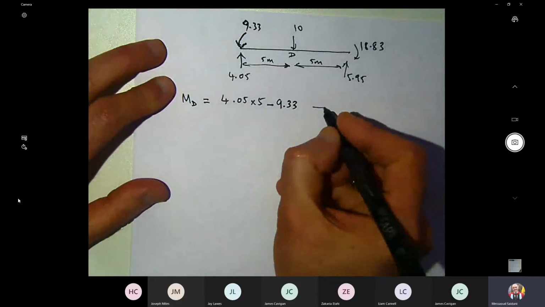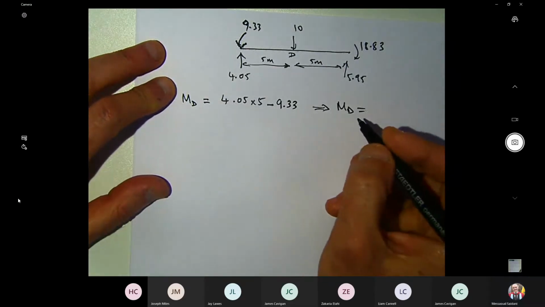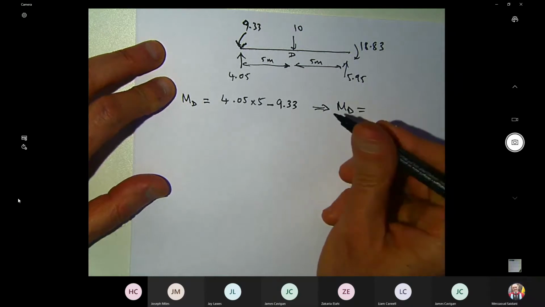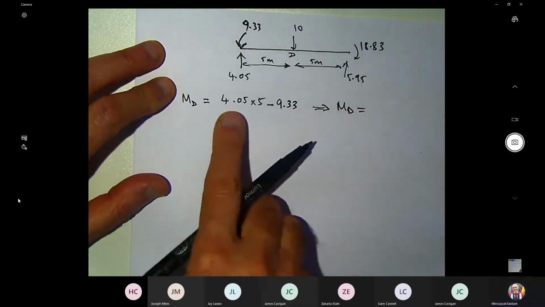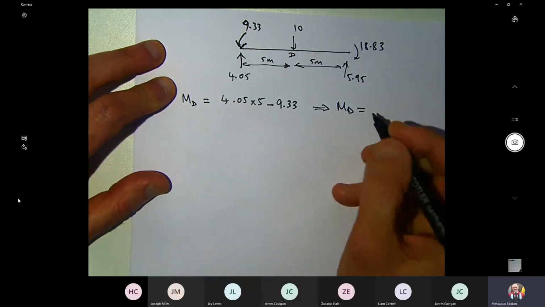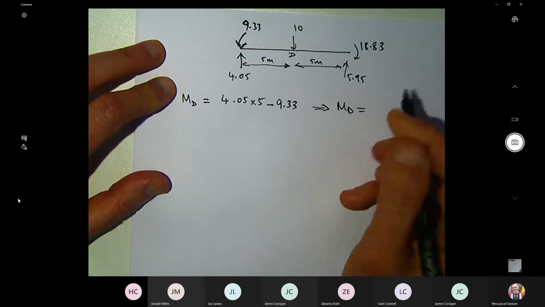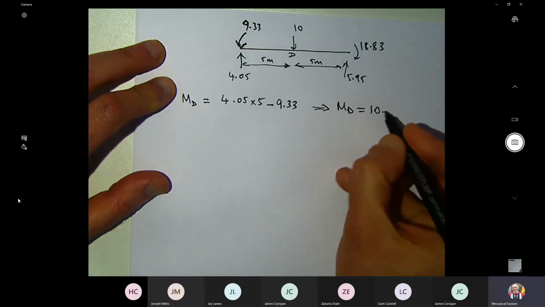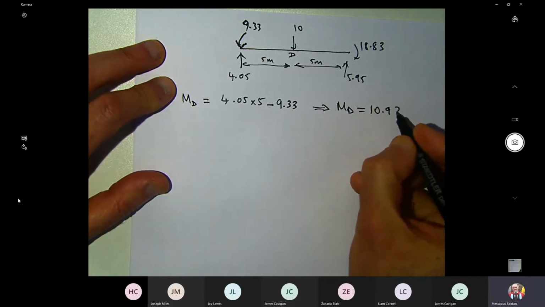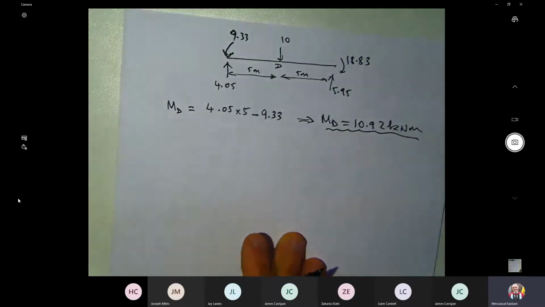Again, please do check it. I've got 1092. Can you check it, please? 4.05 times 5 minus 9.33, I've got 10.92. Yeah, thank you. So we have 10.92 kilonewton meters, and that's the moment at point D.